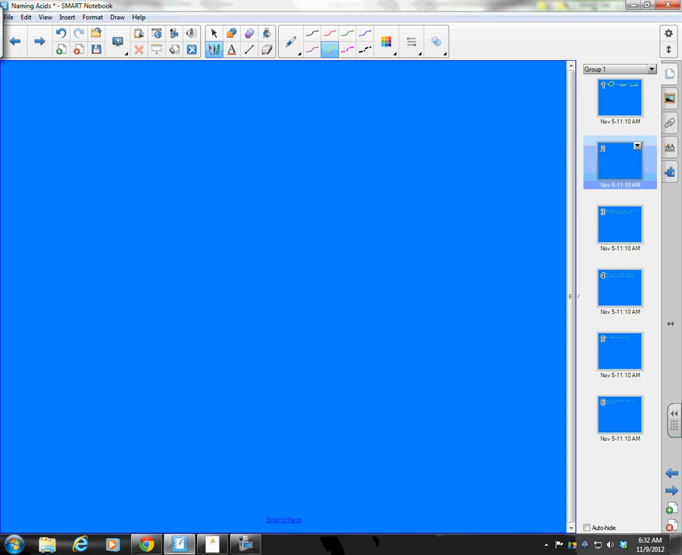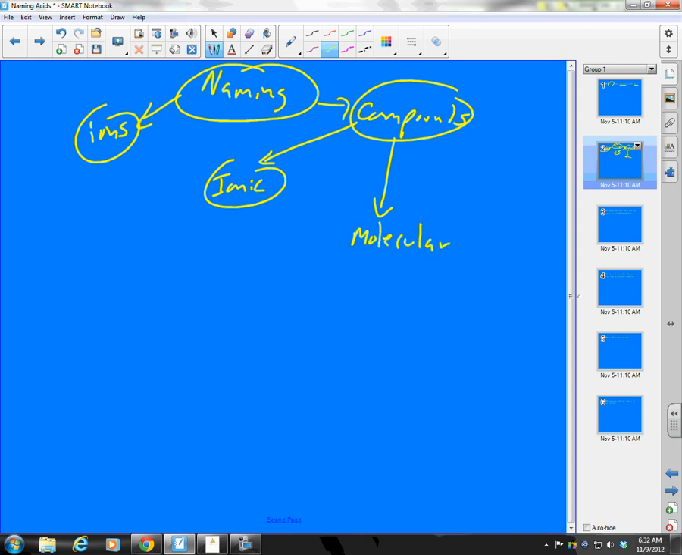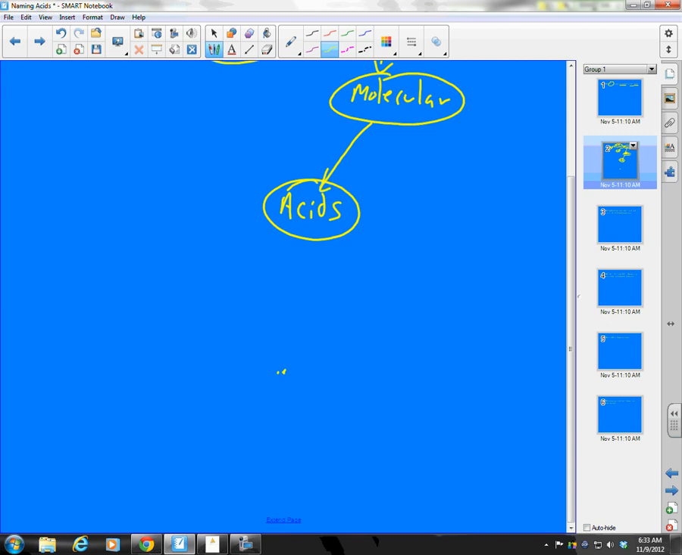Naming acids. So if we look at our naming, just to show you where we are in our concept map, we had ions over here, and we have compounds over here. And we broke compounds into ionic and molecular. One subset of my molecular is the category of acids. So we want to talk about naming acids. And the first thing I think we always like to do is, let's define what is an acid.